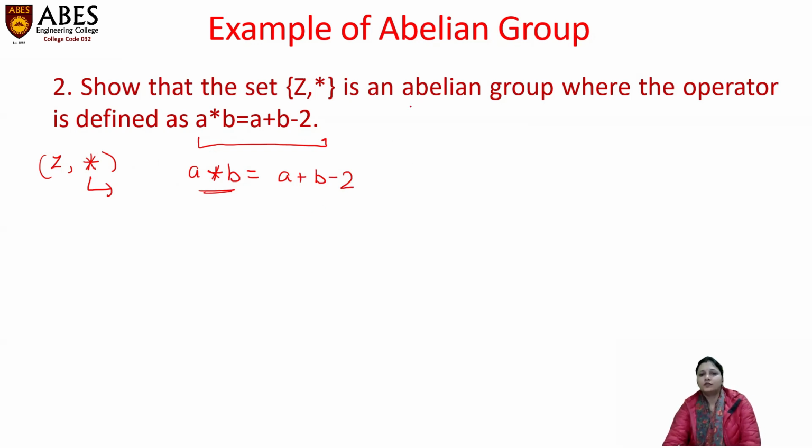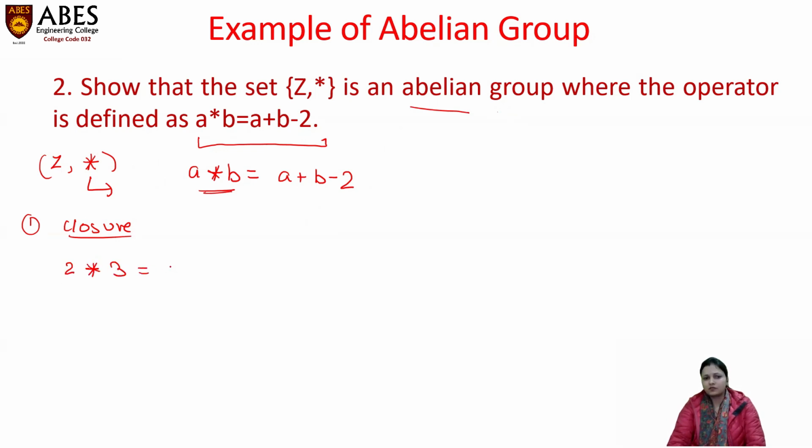So now we have to prove this is an abelian group. The first property we have to prove is closure. Consider any two elements, for example 2 star 3. If we apply this operation using the definition, it will give 3. Consider any other two integers, 5 star 10. 5 star 10 will give 5 plus 10 minus 2, so 5 plus 10 is 15, minus 2 is 13.